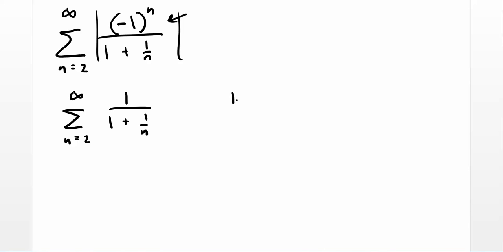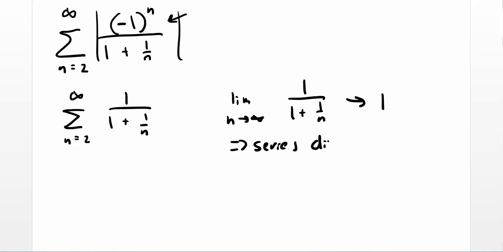So the divergence test says take the limit as n goes to infinity of the sequence, 1 over 1 plus 1 over n. And you can see that this goes to 1. So if the divergence test yields a number other than 0, then the series diverges. So this implies the series diverges. So our series does not converge absolutely, but it could still converge conditionally.